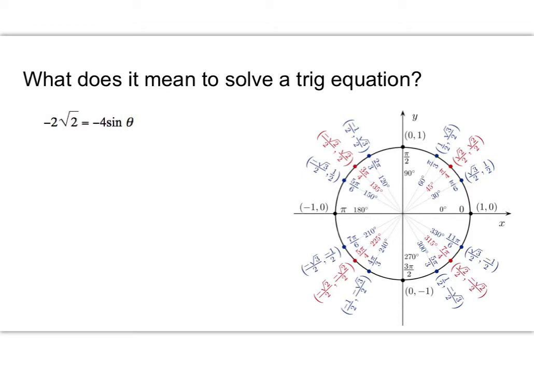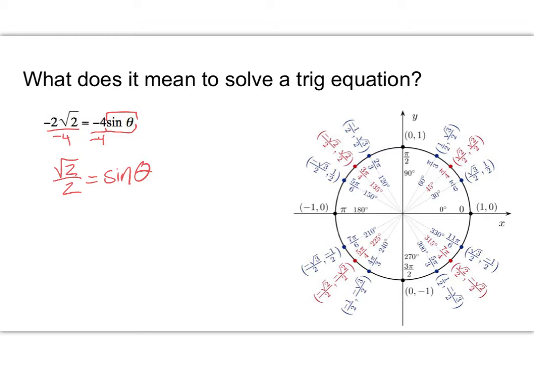And we've got this trig equation, which is negative 2 square roots of 2 is equal to negative 4 sine of theta. First thing I've got to do before I even figure out what I'm doing here is to maybe get sine of theta by itself. And then we can talk about what this process is actually doing for us. I'm going to divide both sides by negative 4. And when I do that, I get the square root of 2 over 2 is equal to sine of theta.